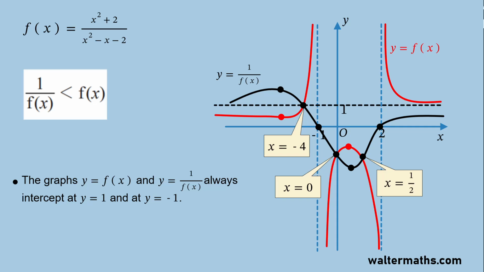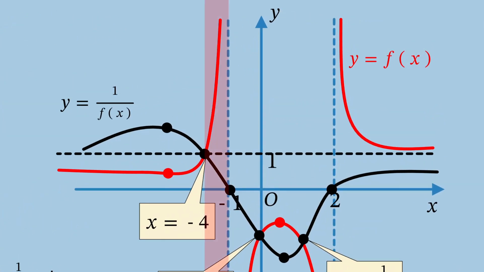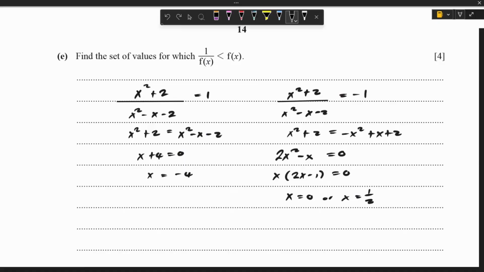Alright, so remember, we're looking for the set of values for which the graph of y equals 1 over f of x, which is the reciprocal graph, is less than f of x. In other words, where the graph in black is vertically below the graph in red. So I think you can see here that for this region, which is between -4 and -1, the graph in black is vertically below the graph in red. So that's a solution, okay? So I'm going to write that down. That's -4 is less than x, and x is less than -1.